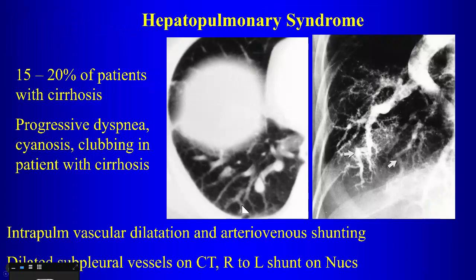Okay? So don't confuse this with portopulmonary hypertension, right? These two are often confused for each other. Cirrhotic patients, but these patients have decreased pulmonary vascular resistance. These patients have hypoxia because of the right to left shunting. Okay, that's hepatopulmonary syndrome.